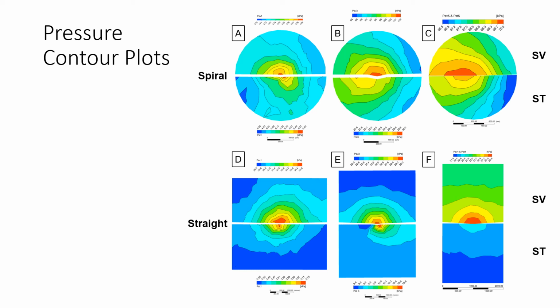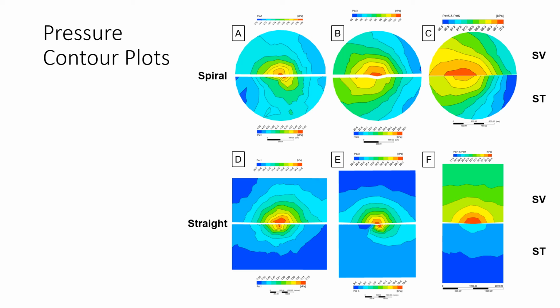Finally, the pressure contours in both the straight and spiral cochlea models were recorded. Figures A and D are at 2.5 mm from the base, B and E are at 18 mm, and C and F are at 28.25 mm. Figures A, B, D, and E have different legends for the scala vestibula and scala tympani, given that the pressure differences across both chambers are so extreme.